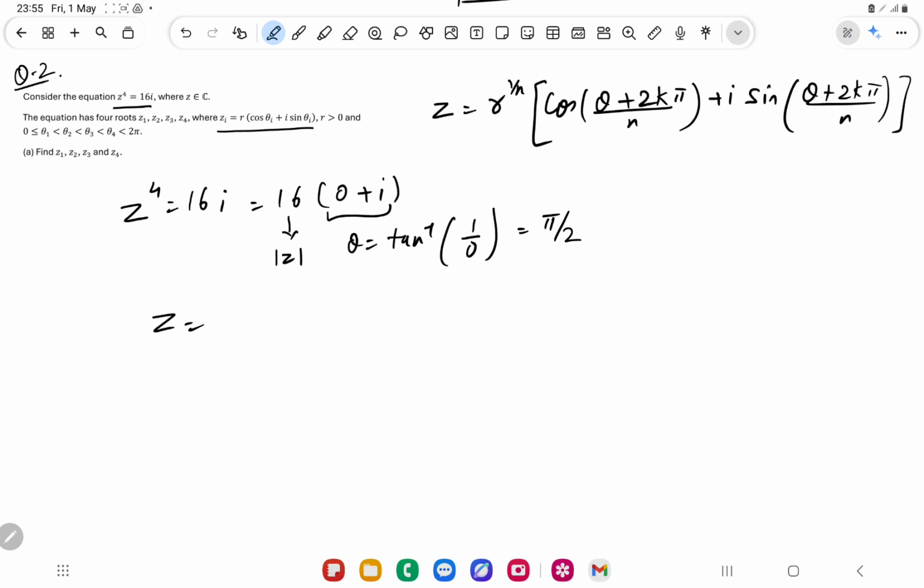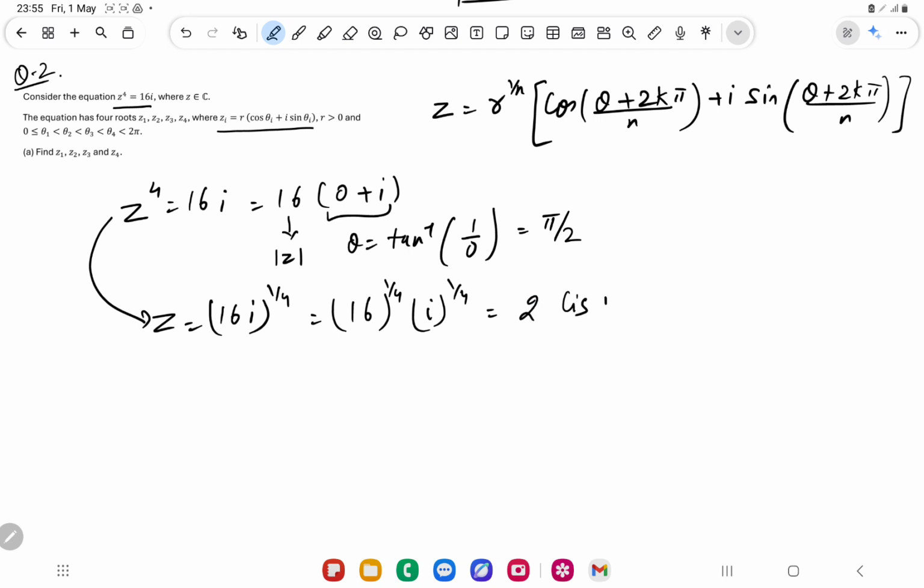Like z will be equal to (16i) to the power 1 by 4. From here I can write it as 16 to the power 1 by 4 times i to the power 1 by 4. And if I write it in polar form, I will get 2 cis (pi by 2) to the power 1 by 4. But I have 4 roots, so I have to write this in the general form. So I can write 2 cis (pi by 2 plus 2k pi) to the power 1 by 4.